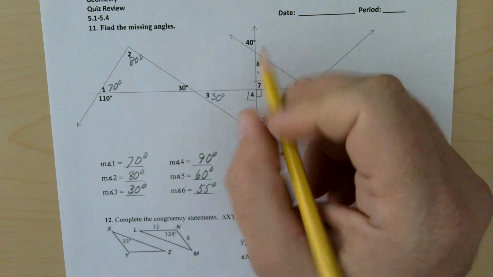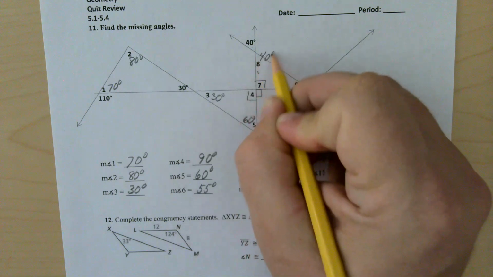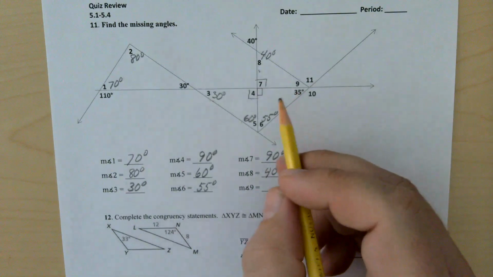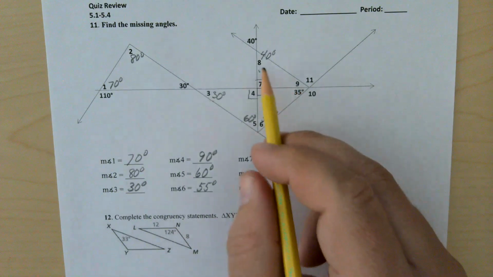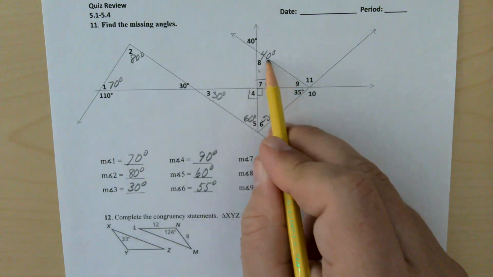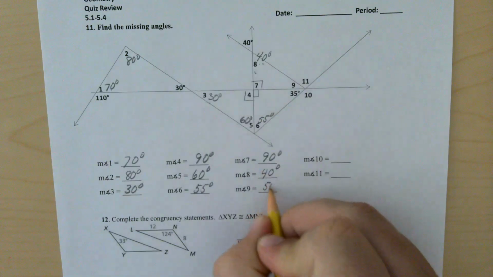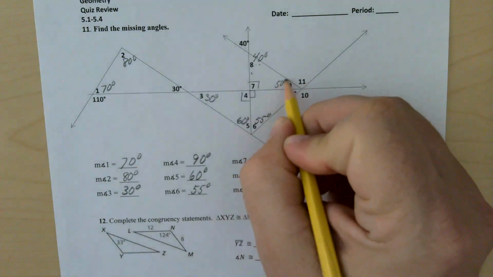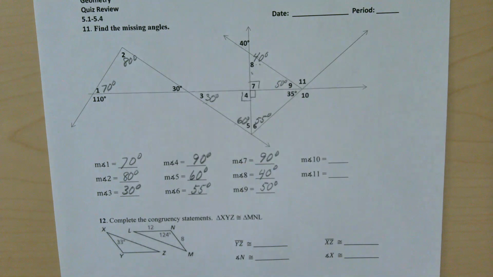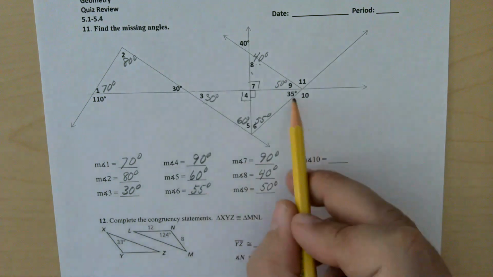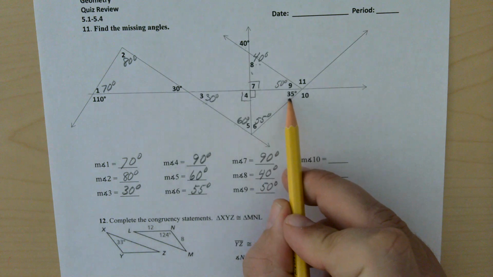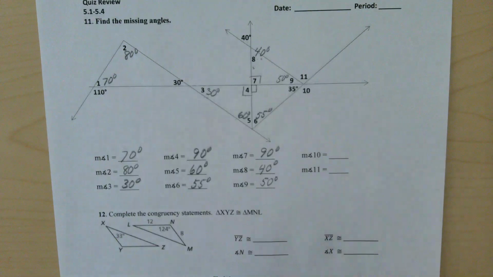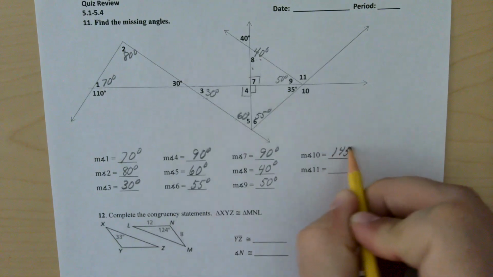So if this is 40, it forces angle 8 to be 40 degrees, which then would force angle 9 to be 50 degrees, since we need a complement of 40. So I'll squeeze in a 50. And then angle 10 is the supplement to 35. So 180 minus 35 is going to be 145.